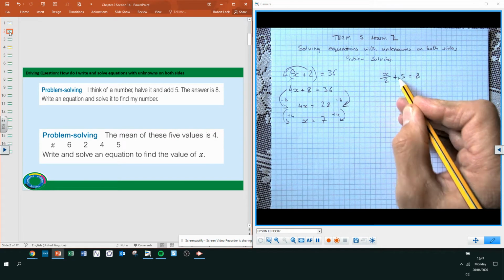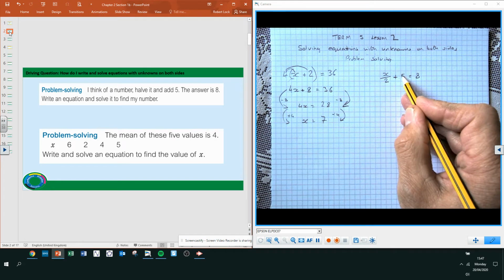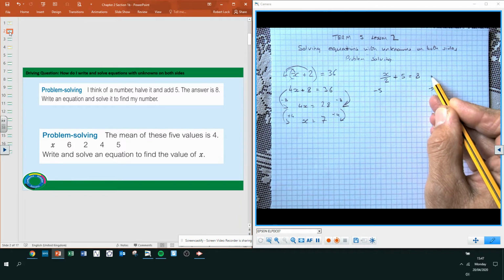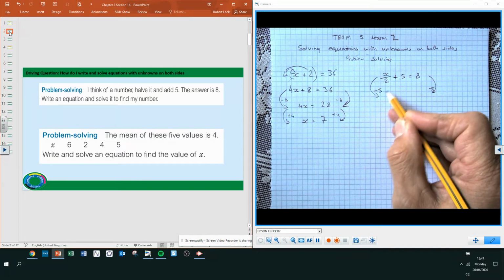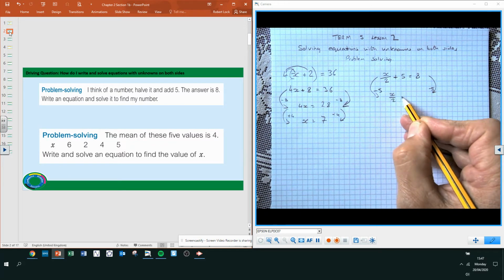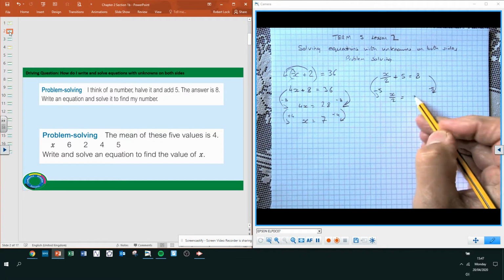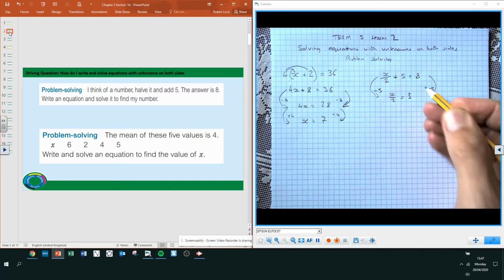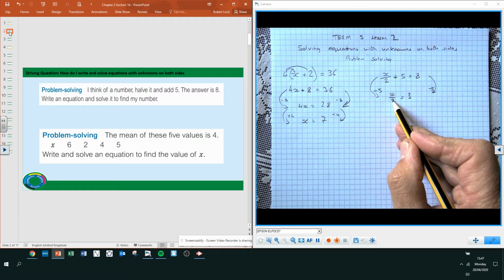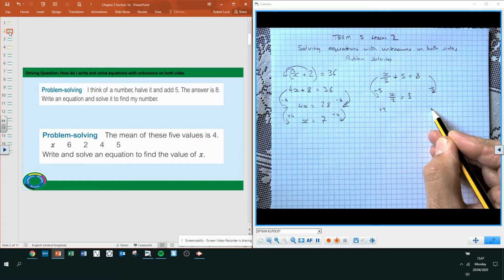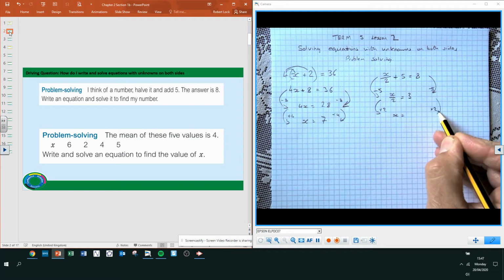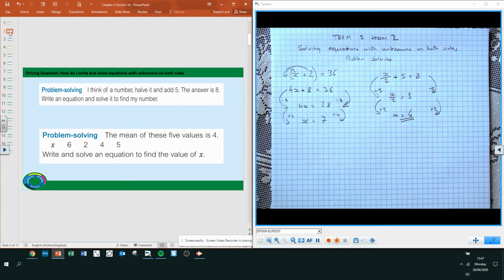Well, get x on its own. First of all, I get rid of plus 5 here. Take away 5 on both sides. End up with x over 2 equals, that eliminates 5, 8 take away 5 is 3. So here I'm going to divide by 2. The opposite to divide is times. So times by 2 on both sides. So x equals 3 times 2, 6. So the answer is 6.